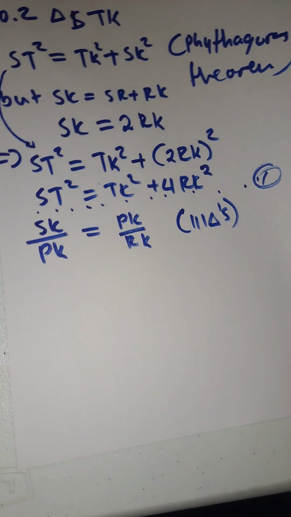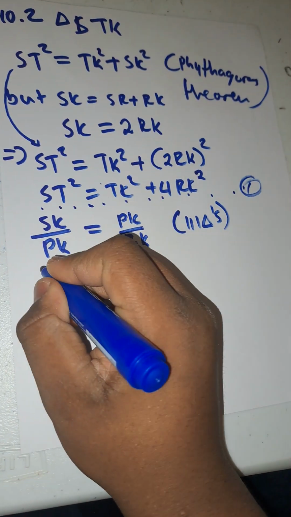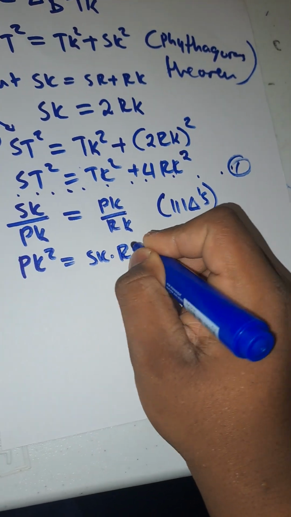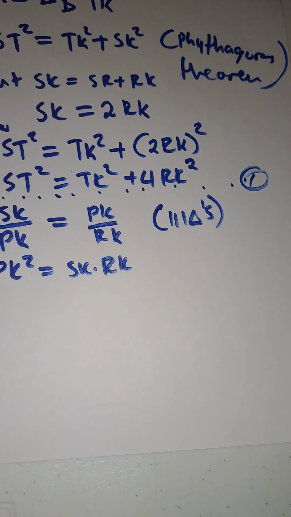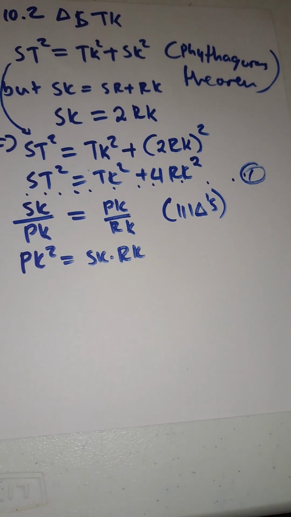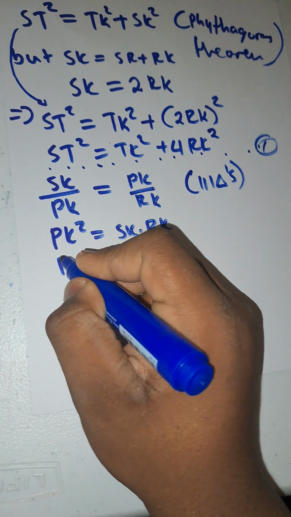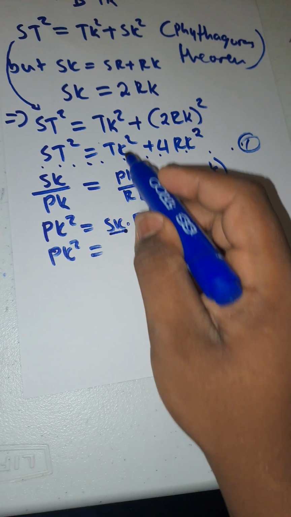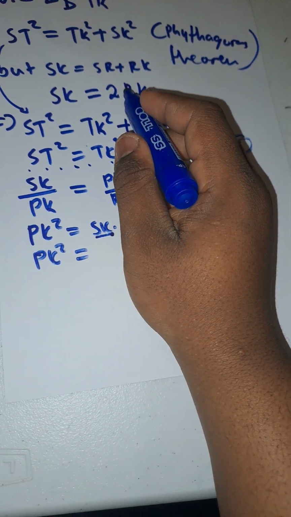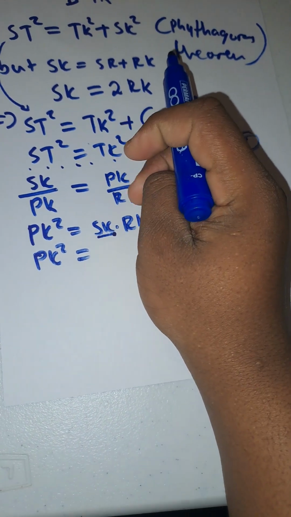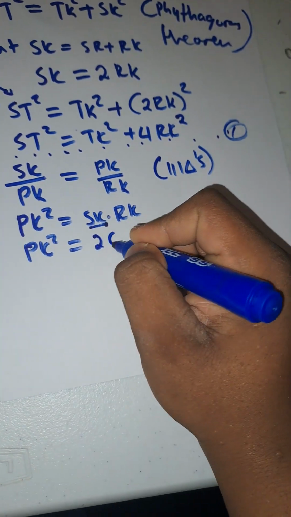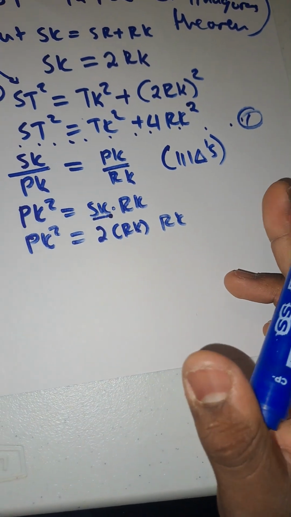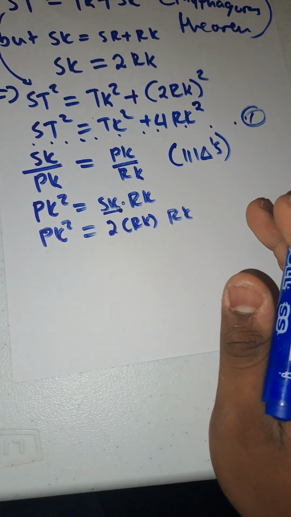Now let's continue. Now I'm going to cross multiply. I have my PK squared. It is equal to what? SK times RK. Is it fine now? Still fine. But now my PK is equal to, remember the story here, SK. I said SK is equal to 2 times RK, right? So it's going to be like this, 2RK here again. So I'm going to leave it like that.